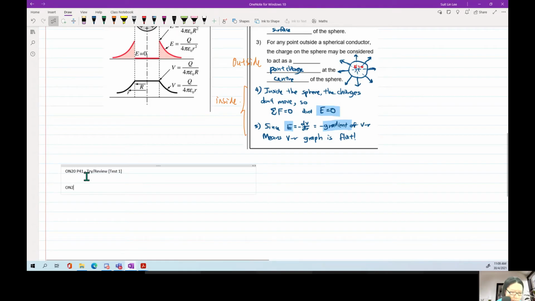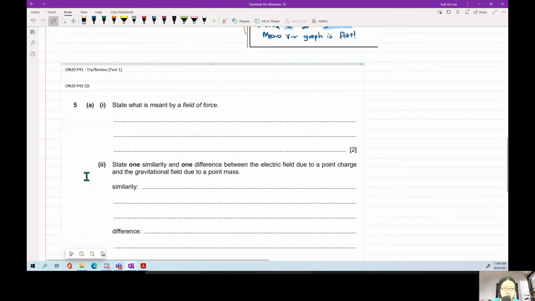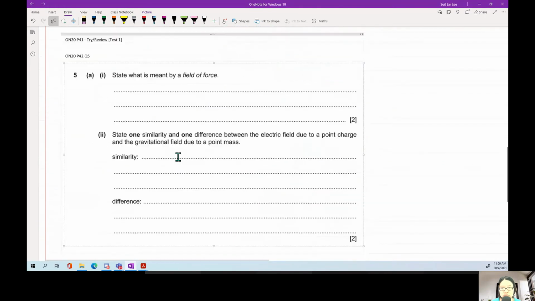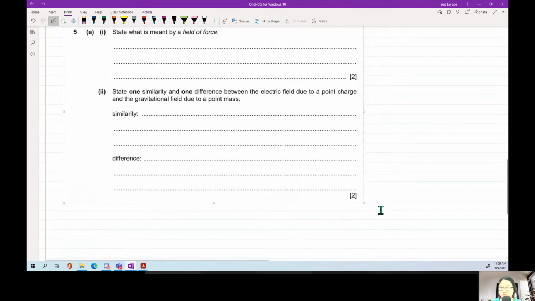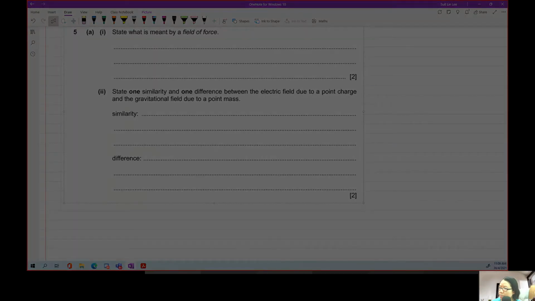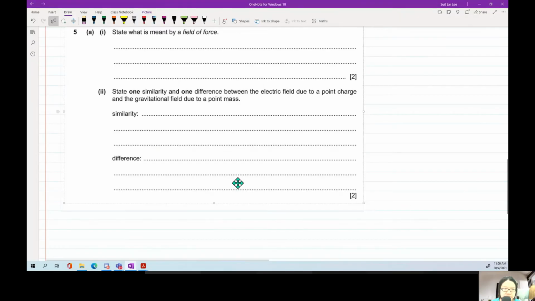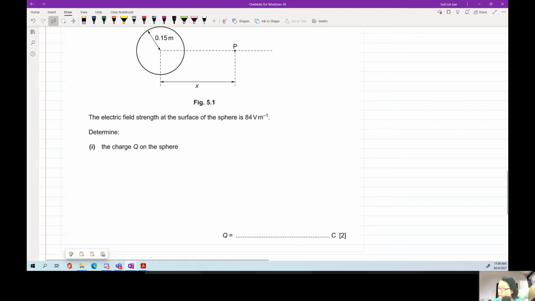We're going to do the O-level paper 4, question 5. Okay, let's just look at the question first. Many lines. And then we are going to look at a metal sphere.